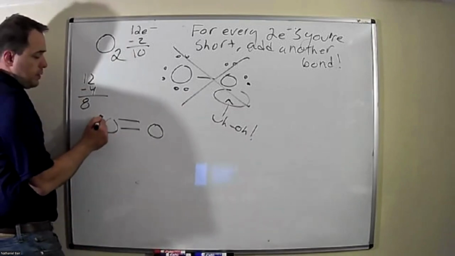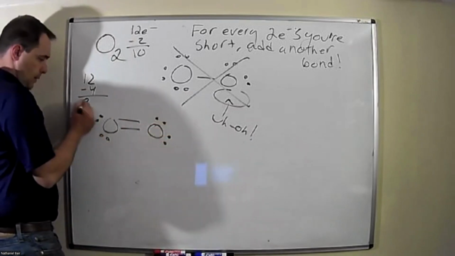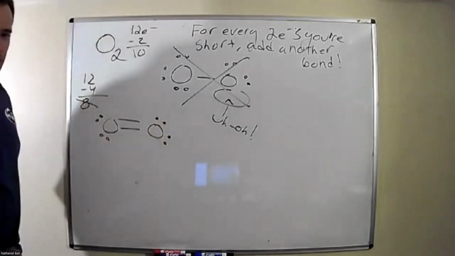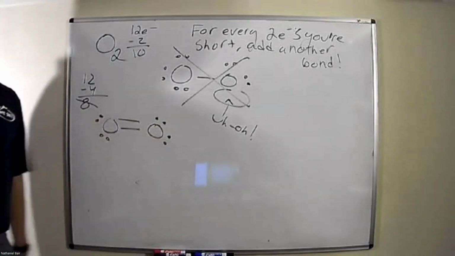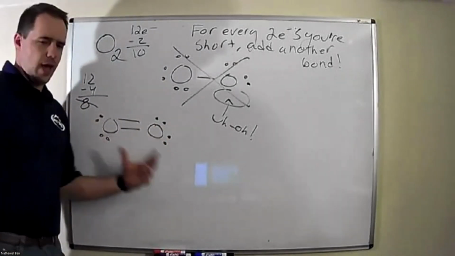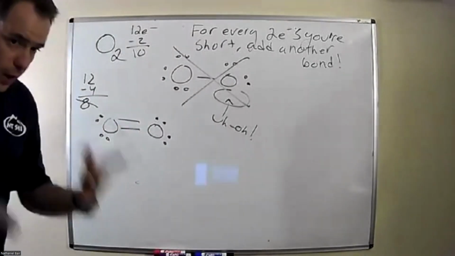Or you could say 2, 4, 6, 8. That structure is now happy. Oxygen has got a double bond between the 2 oxygen atoms in that molecule. Let's try another one.